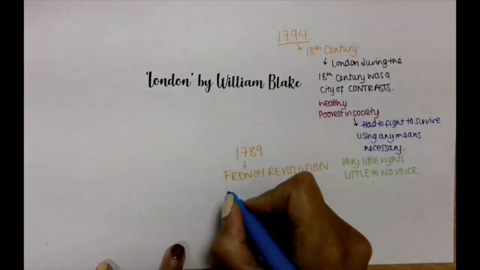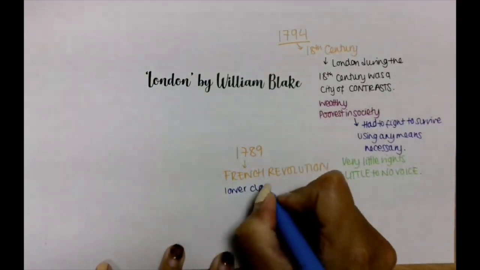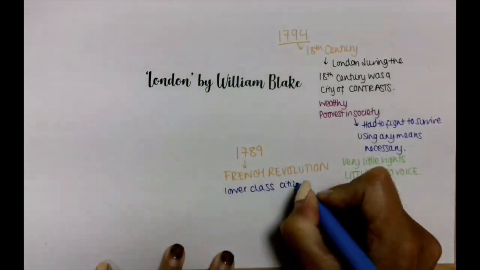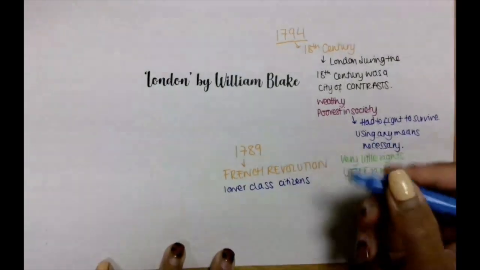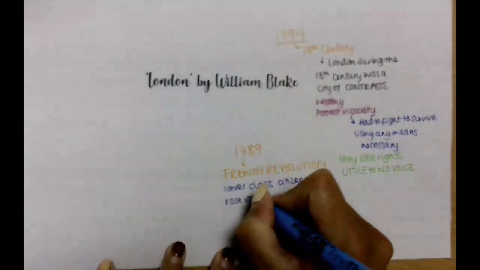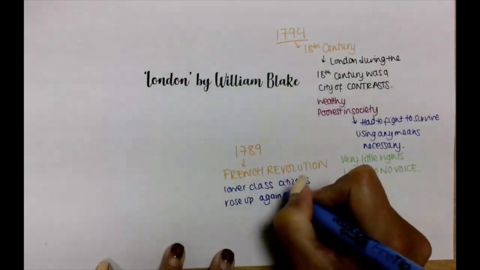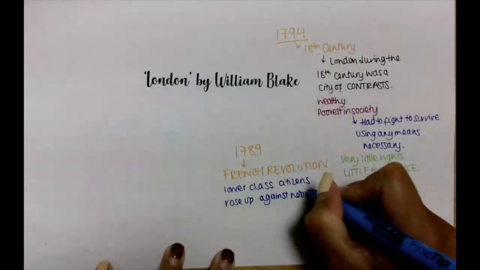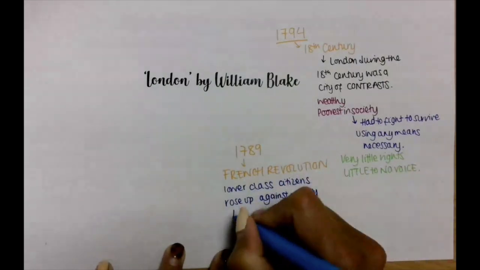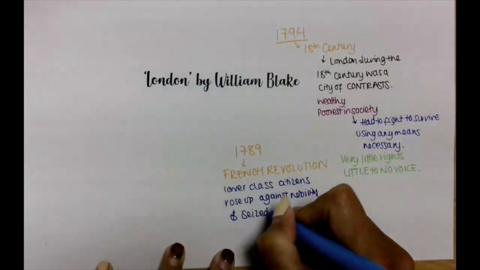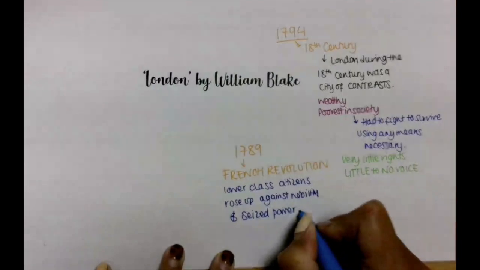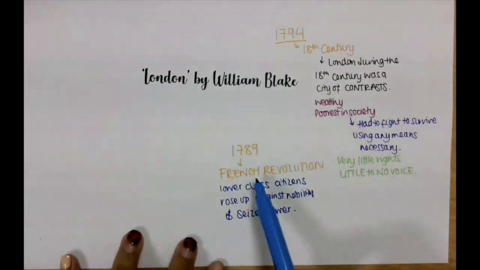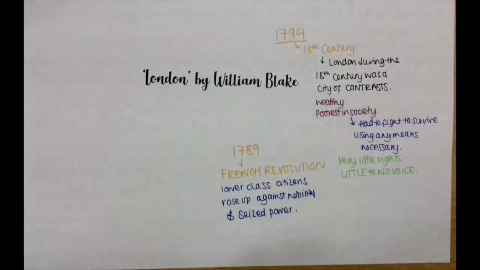So what you need to know, lower class citizens rose up against nobility and seized power. Now, this was a very powerful message for people at the time. This was a very powerful message for people like William Blake. He was given this new political urgency as a result of the French Revolution.